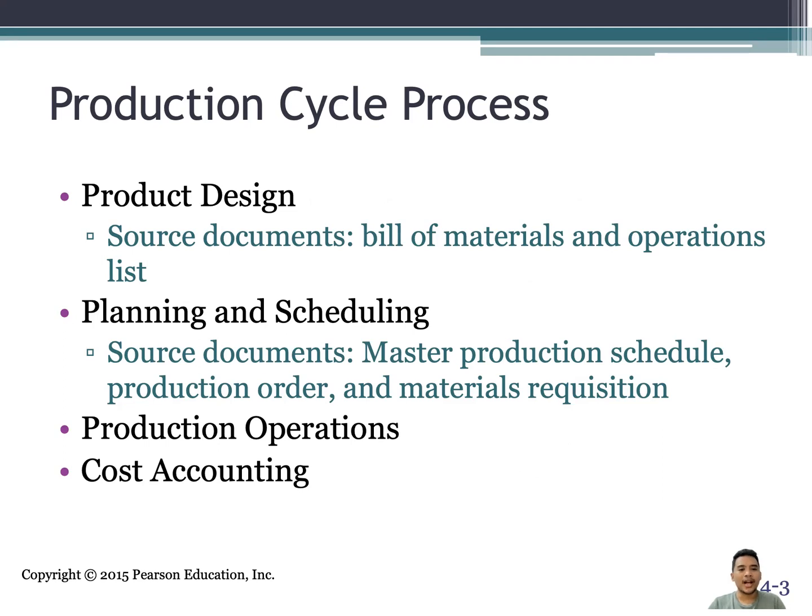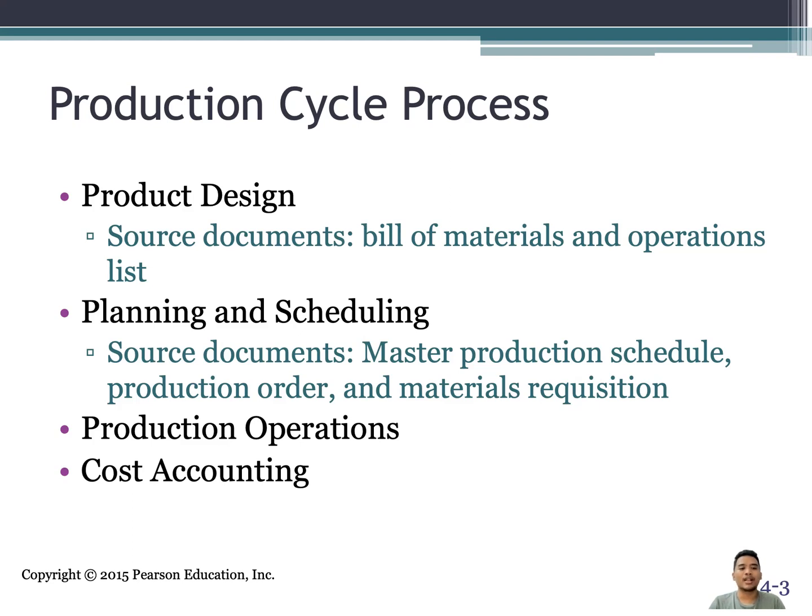So what are the items or processes that we need to consider in relation to this topic? We have four items. Number one, product design, product planning and scheduling, production operations, which is the actual production, and lastly, cost accounting. So what is product design? We have the bill of materials and operations list. So how do we create that specific product that will be sold to the market?